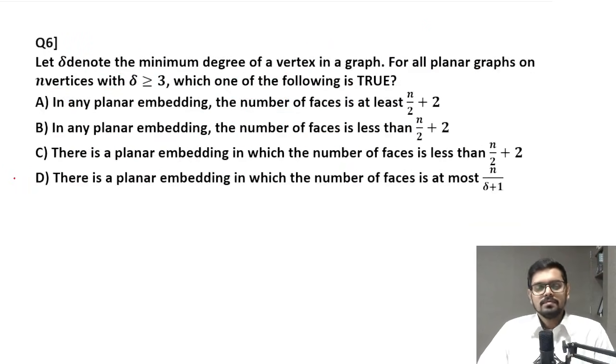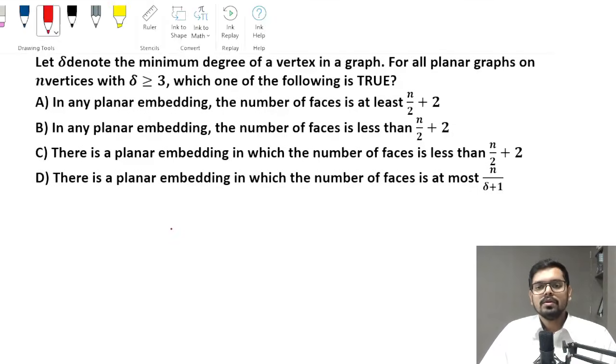This is moderate level. Pause the video, try, then look at my solution. Tried. The question says, let delta denote the minimum degree of a vertex in a graph. For all planar graphs on n vertices with degree greater than or equal to 3, which one of the following is true? We have 4 options. Option A, in any planar embedding, the number of faces is at least n by 2 plus 2. Option B says it is less than n by 2 plus 2. Option C is saying there is a planar embedding in which the number of faces is less than n by 2 plus 2. And option D is saying the number of faces is at most n by delta plus 1. So which one is correct?